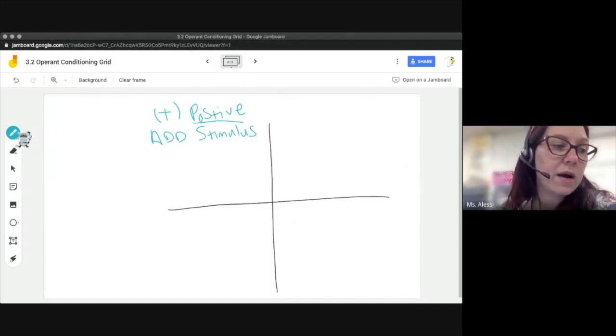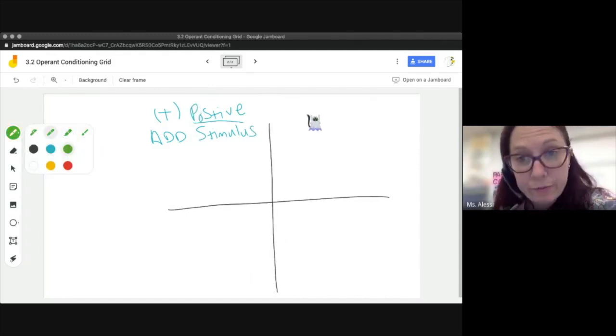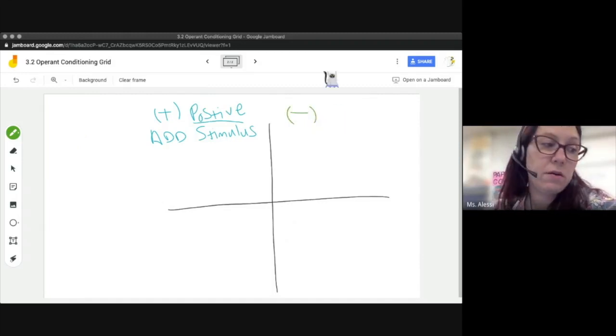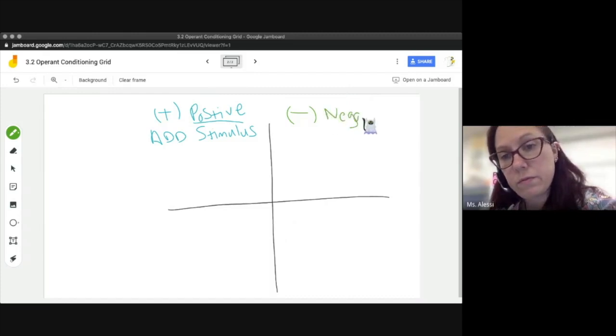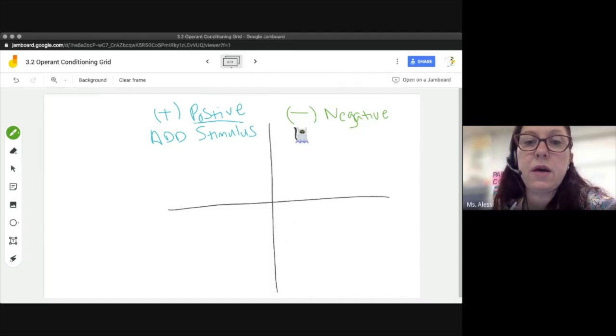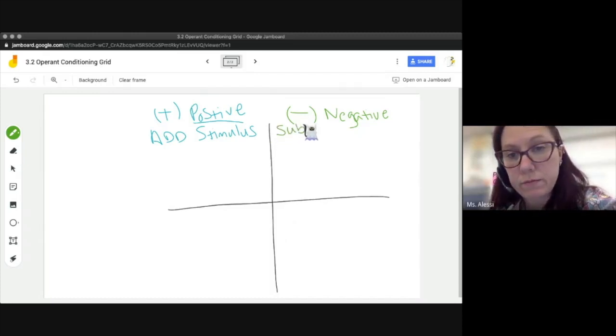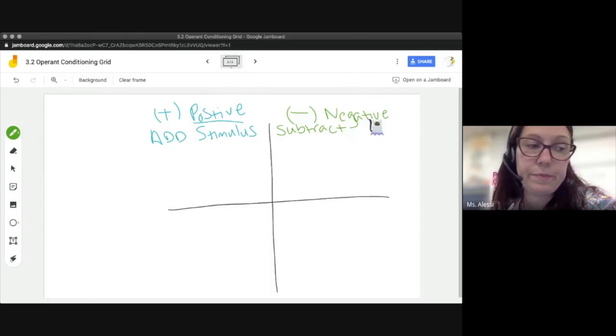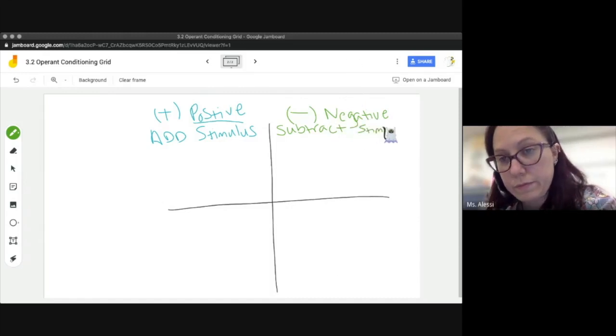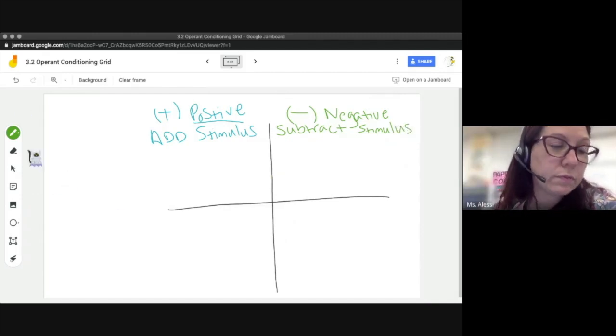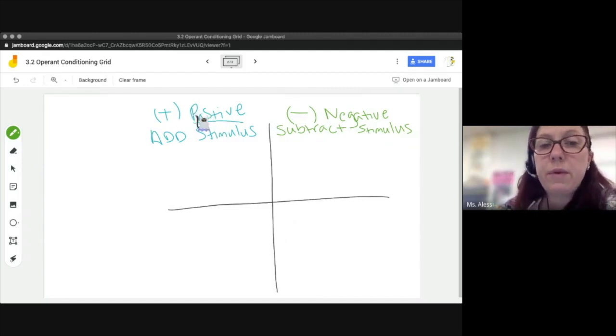The next box over is going to be when I'm negative. And in a math problem, if I'm negative, I'm going to be subtracting, right? So I'm negative. I'm going to be subtracting a stimulus. I'm going to subtract a stimulus. Okay, so I'm going to be positive. I'm adding stimuli in this column. I'm going to be negative. I'm subtracting stimuli from here.